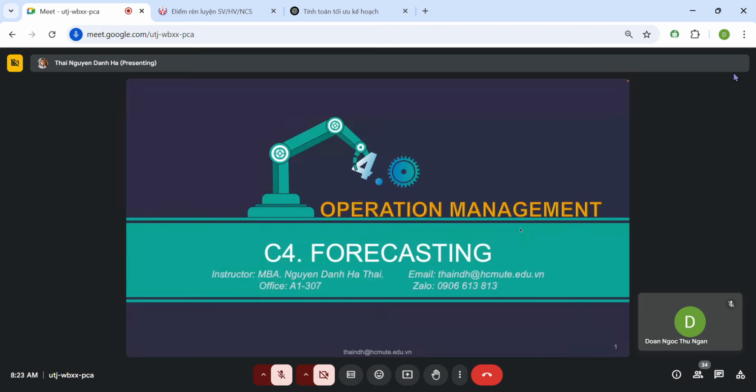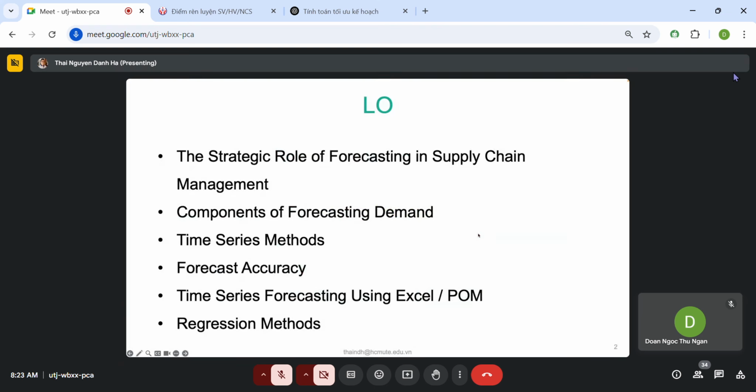So what is the meaning of forecasting? Later on we are going to find out the definition of forecasting. For the learning objectives in this chapter, we are going to find out the strategic role, because most of the role in decision making or forecasting is based on the strategic role of the manager of the company, right? The manager needs to make the decision or the forecast for the company. So we need to find out what their role is in forecasting in supply chain management.